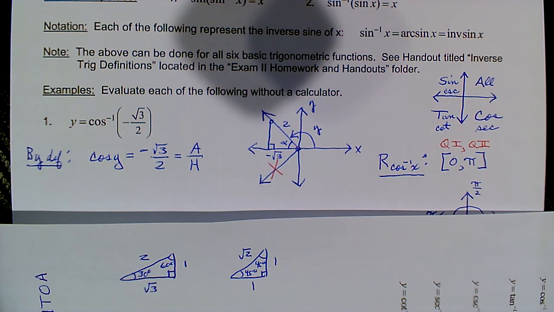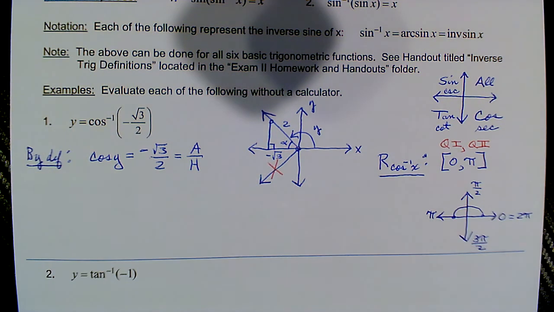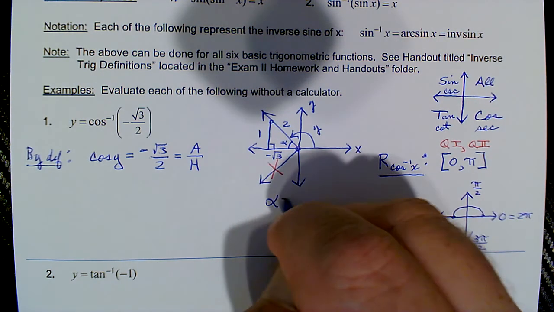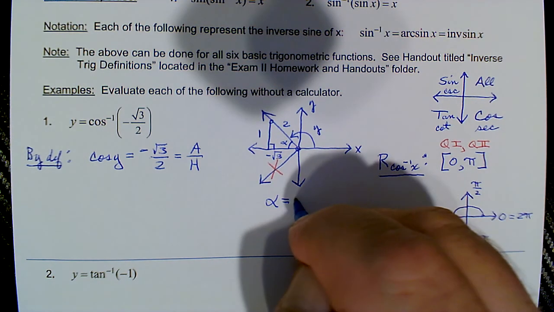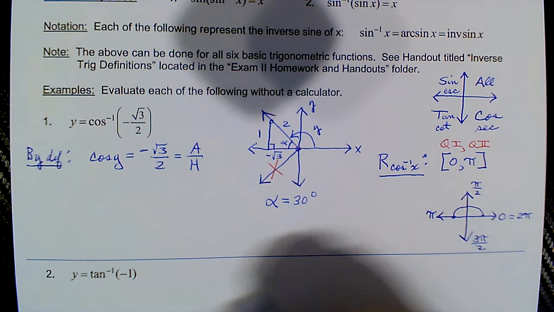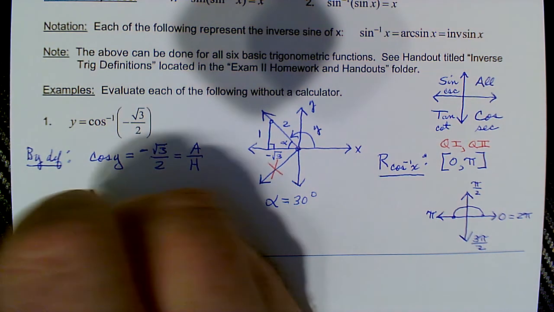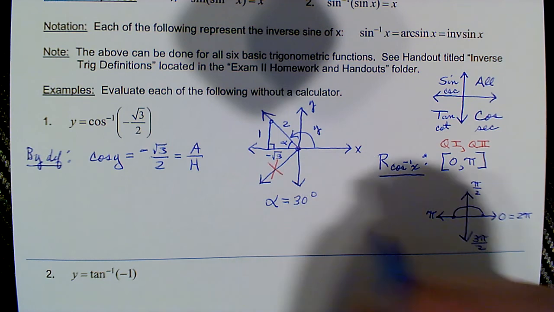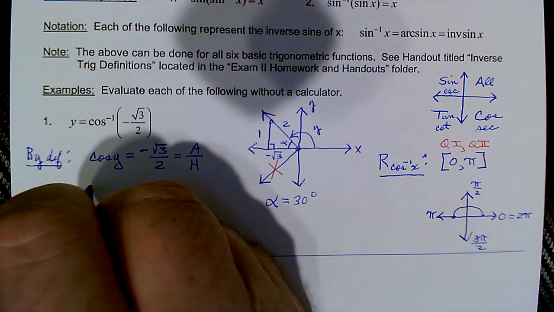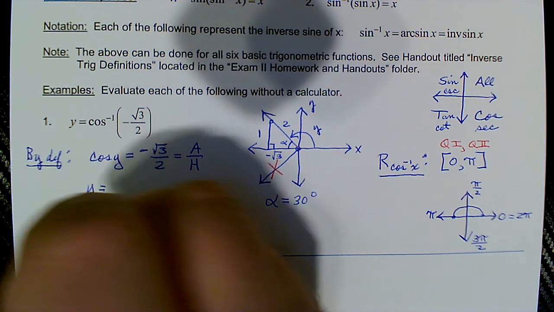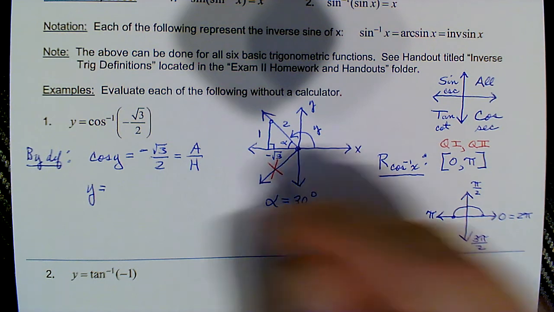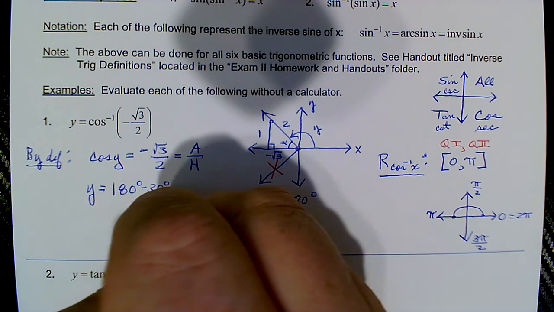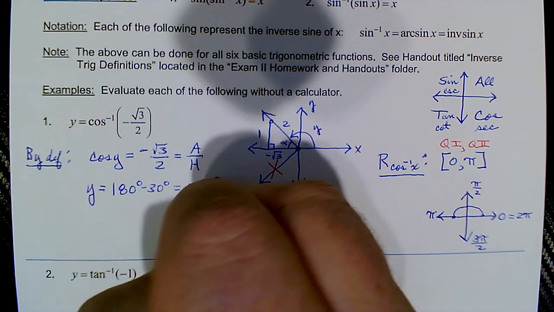And so in this case, we're dealing with the 30, 60, 90. Opposite of alpha is 1. So that means alpha the reference angle must be 30 degrees. So the angle y is 30 degrees, but the angle y, I should say, is not 30 degrees because it's in quadrant 2. So the angle y is going to be 180 degrees minus 30 degrees, or 150 degrees.